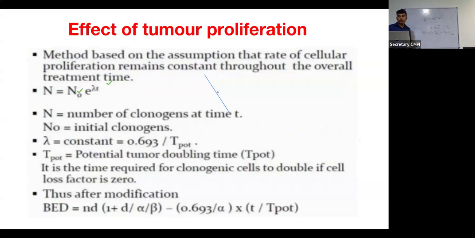So for normal tissues, proliferation also happens, but that is not going to worsen your situation. That is your extra benefit, actually. Repopulation is better in the normal tissues. Normally, we don't consider that. And proliferation is more in tumor, actually. So that is the reason the loss of BED has to be included here.